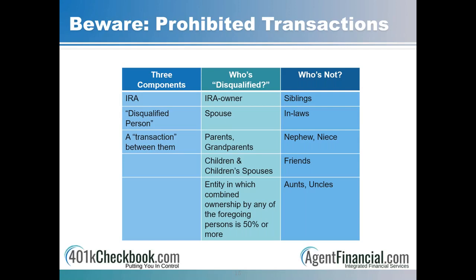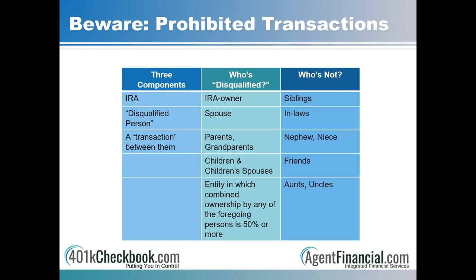However, Congress did place limitations regarding who can transact with your IRA. So it's not about what your IRA can buy, but with whom it can transact. And certain people are referred to as disqualified persons to the IRA. And you may be surprised to find out that you, the IRA owner, are the chief disqualified person, as is your spouse, parents and grandparents, children and children's spouses, as well as certain business entities in which there's ownership by disqualified persons.